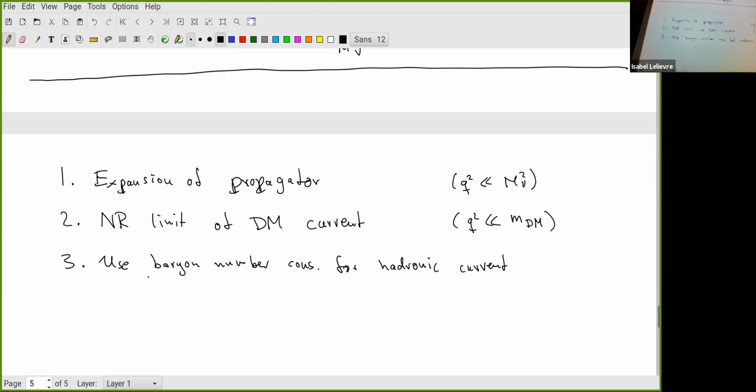Sorry to interrupt, thank you. My understanding was that in our simple model here, that third point, using baryon number conservation, was exact, but is there an approximation that we're making?